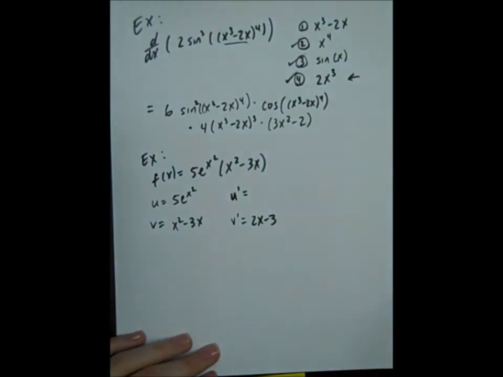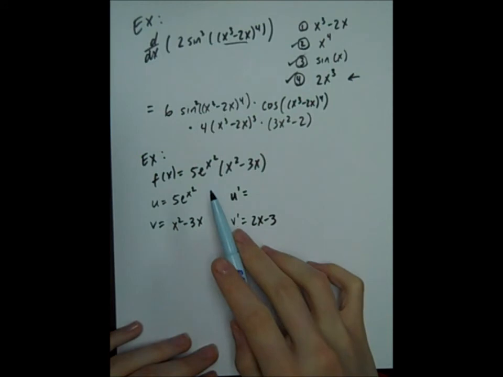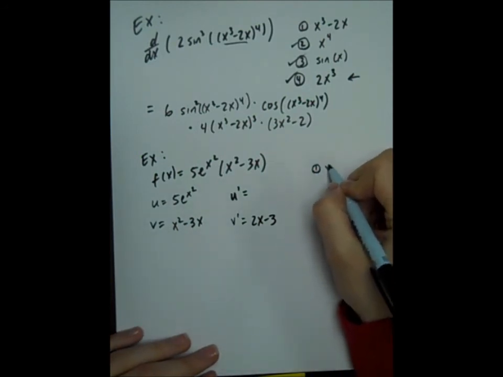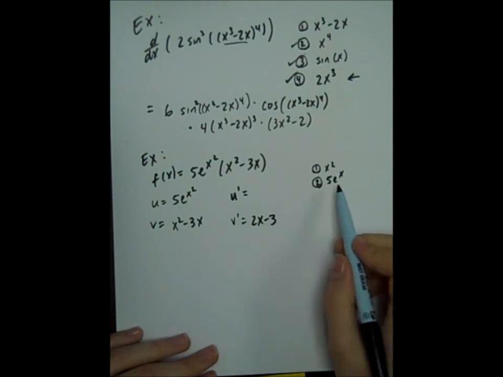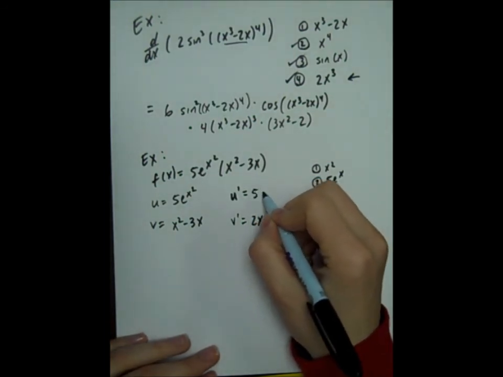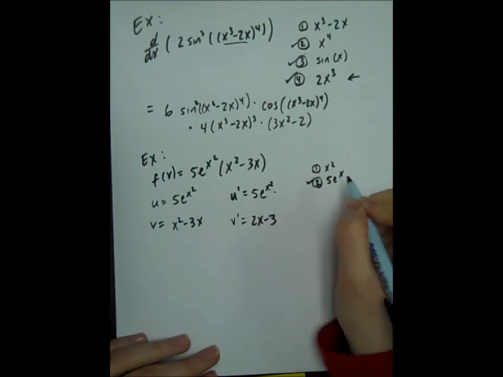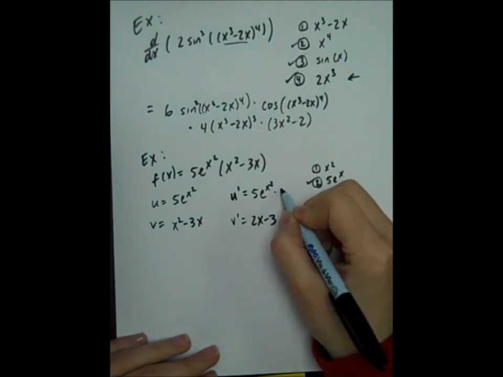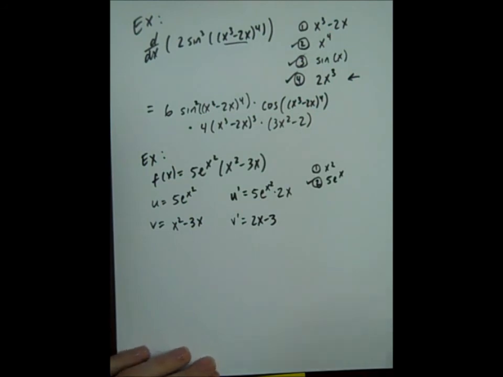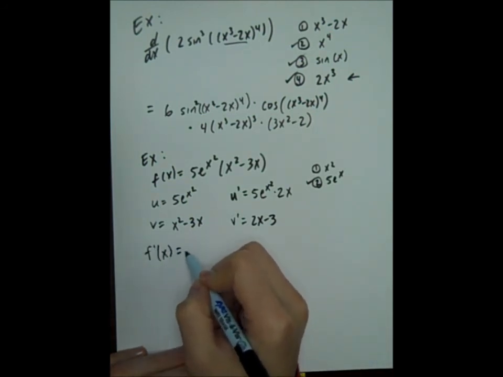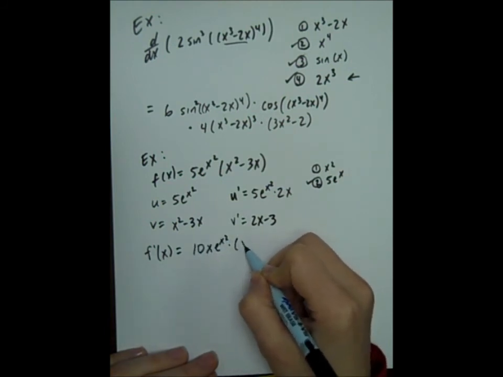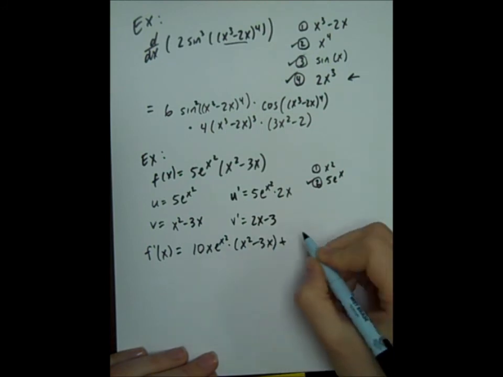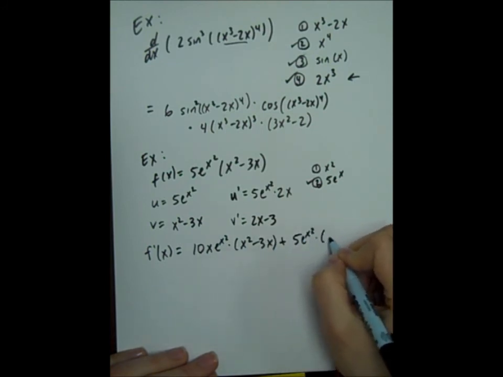But now what about u prime? So u prime is the derivative of 5e to the x squared. Well, that's a chain. First function is x squared. Second function is 5e to the x. So now I have the chain rule inside of a product. So what's the derivative of 5e to the x? That's 5e to the x, but I don't write an x. I write everything above it. And then times the derivative of x squared, so 2x. So the derivative of my function is u prime v. So let's see, what is that? 10x e to the x squared times x squared minus 3x plus u v prime.